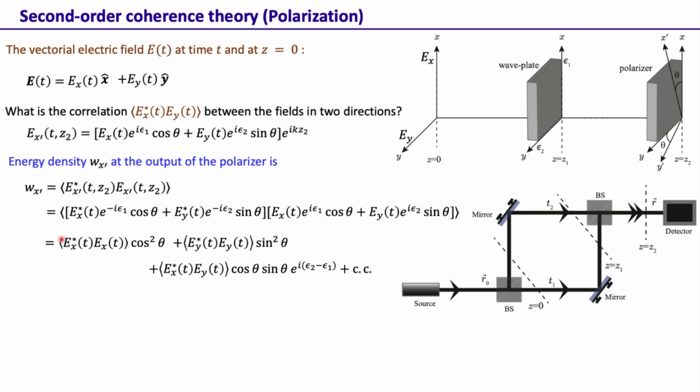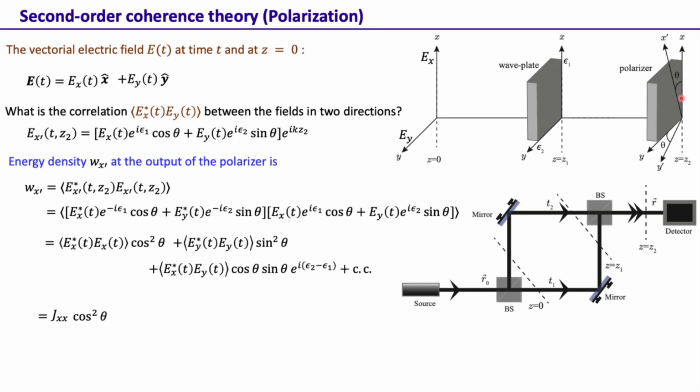Now we can see that this is basically the energy density coming from x polarization. This is the intensity coming from y polarization, and that's the cross term. So we can also write these ensemble averages in the following manner: E star x Ex, this ensemble average, we write as Jxx. In fact, this is the energy density or the intensity of the x polarization right at z equal to 0, and this cosine square theta is the component of the field that makes it through the polarizer.